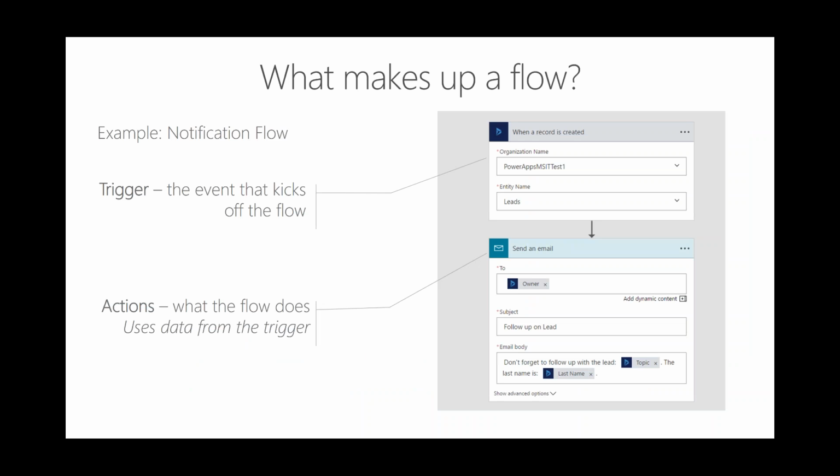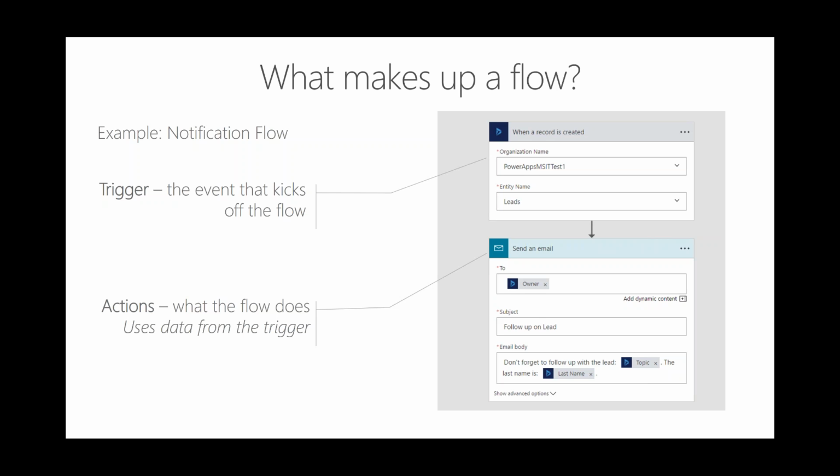As we continue to look at Microsoft Flow, it's helpful to know what makes up a flow. We're talking about these, but how are they actually created? What does it look like? How do I create this? What you see on the screen is a notification flow. This is using one of our pre-designed templates. This one is looking for something to happen in Dynamics and then to send an email from there.